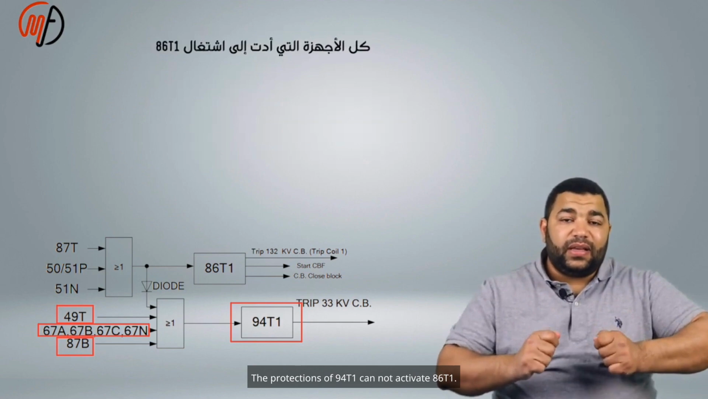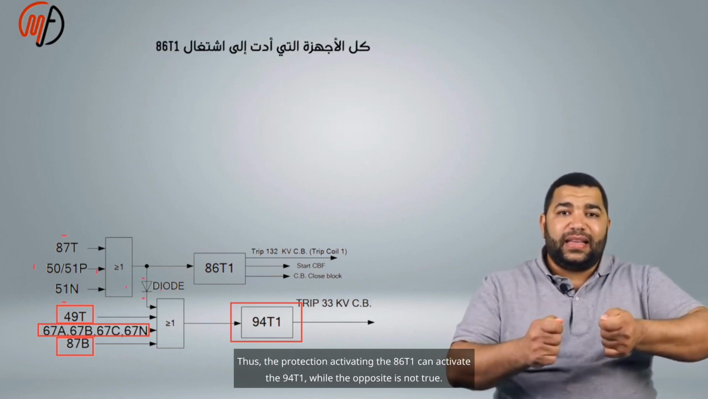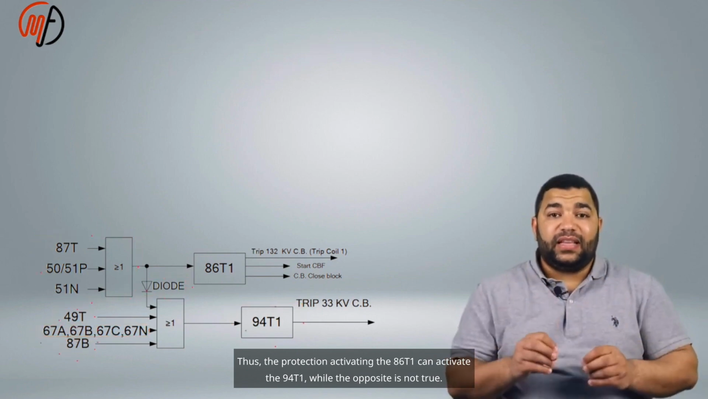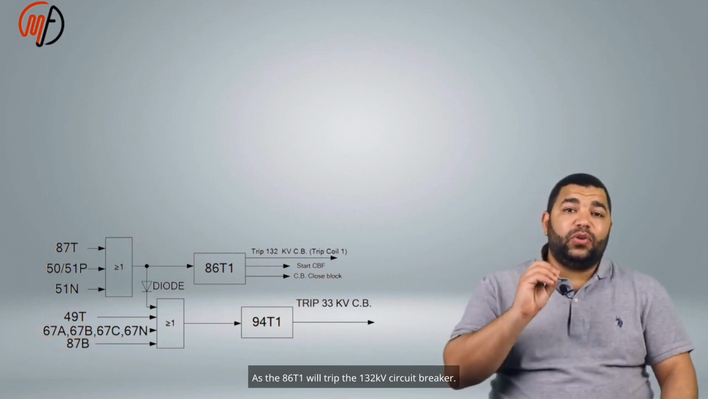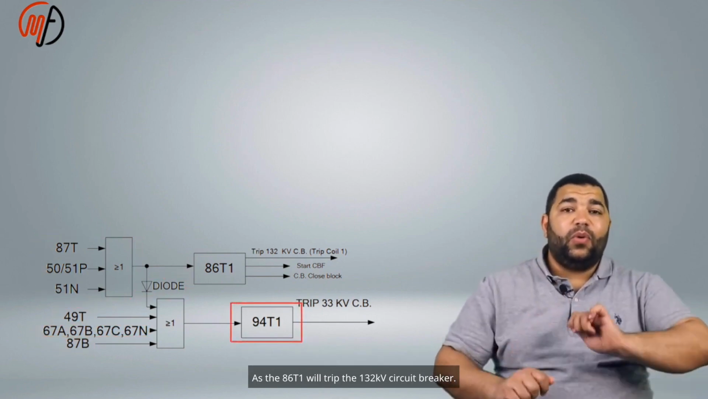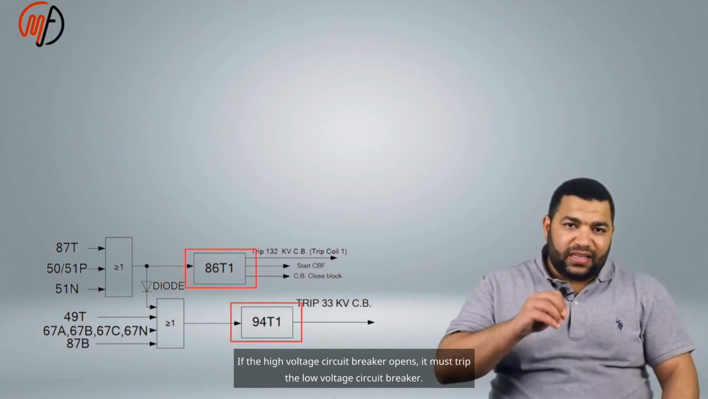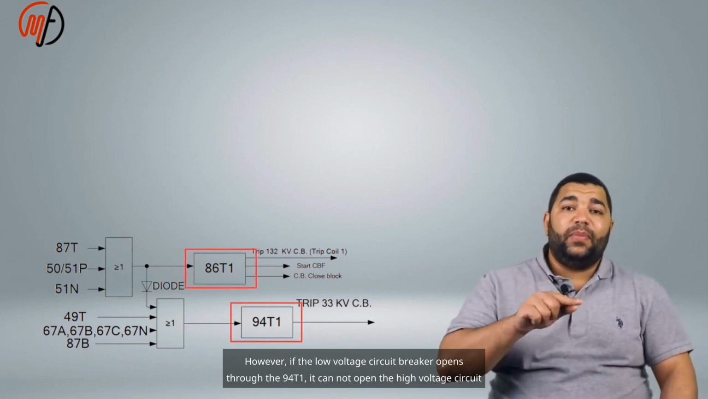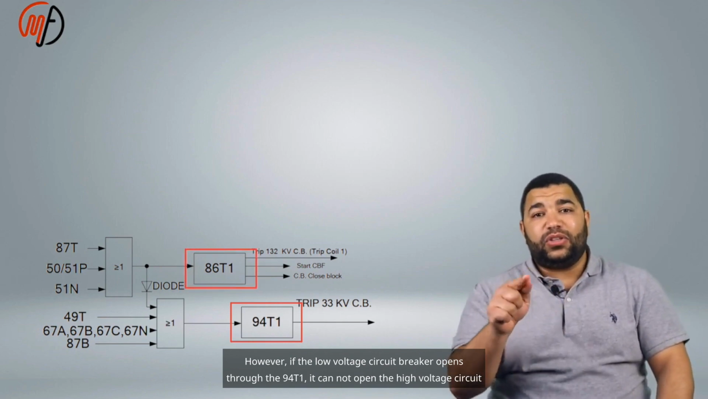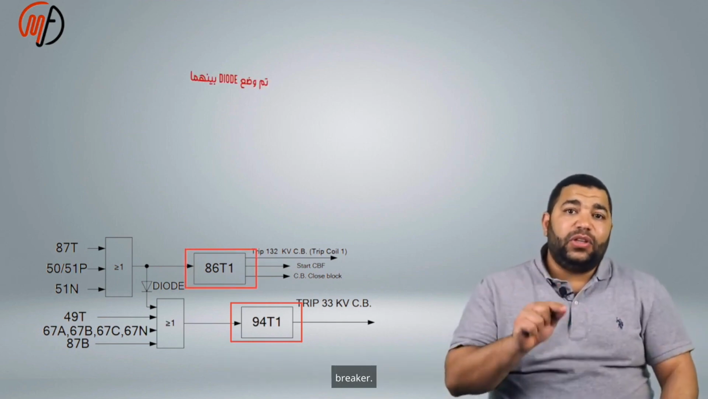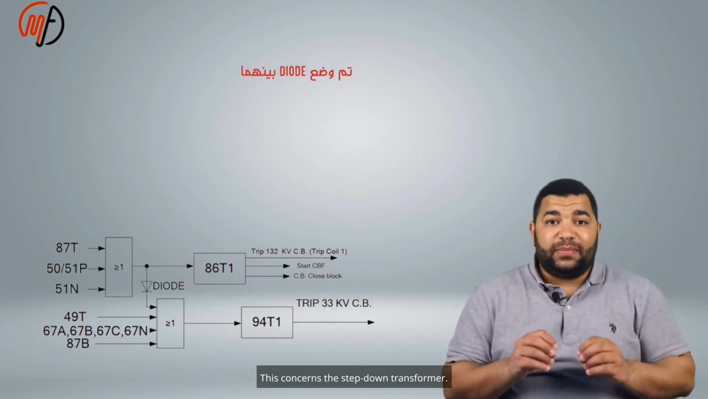The protections of 94T1 cannot activate 86T1. Thus, the protection activating the 86T1 can activate the 94T1, while the opposite is not true, as the 86T1 will trip the 132 kV circuit breaker. If the high voltage circuit breaker opens, it must trip the low voltage circuit breaker. However, if the low voltage circuit breaker opens through the 94T1, it cannot open the high voltage circuit breaker. This concerns the step-down transformer.